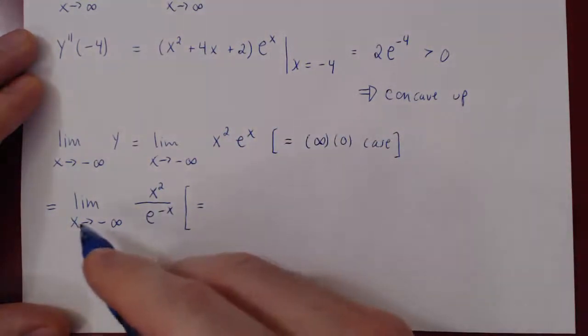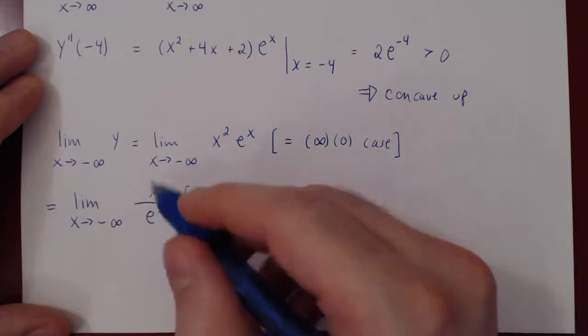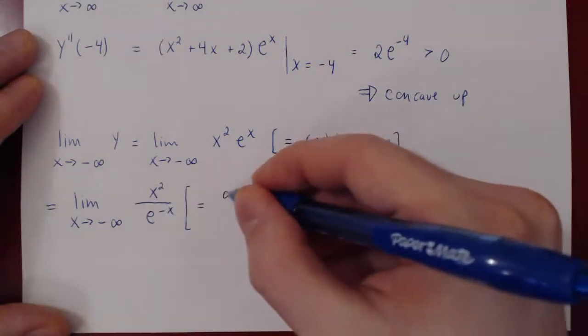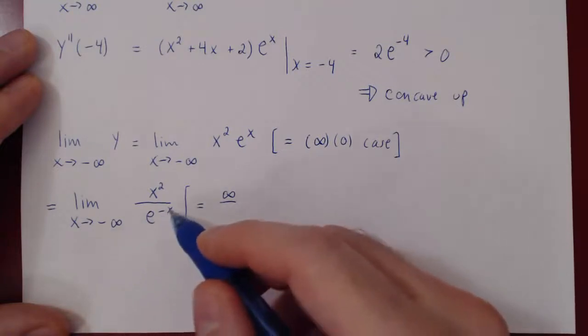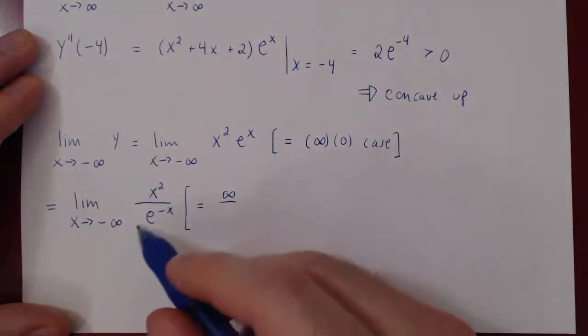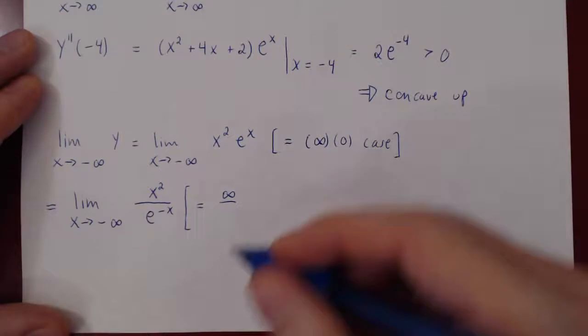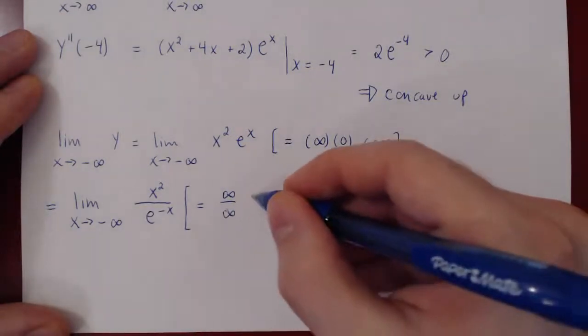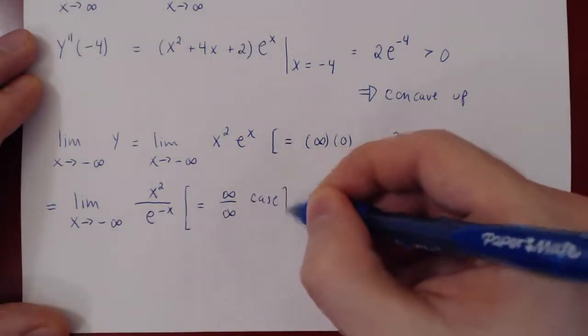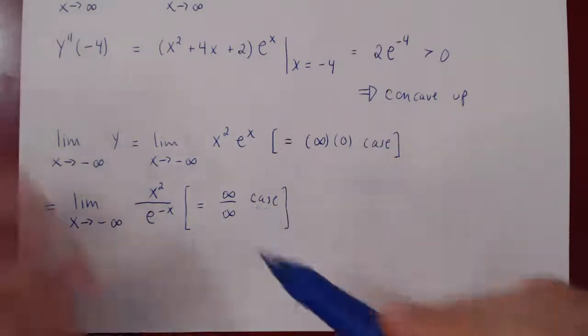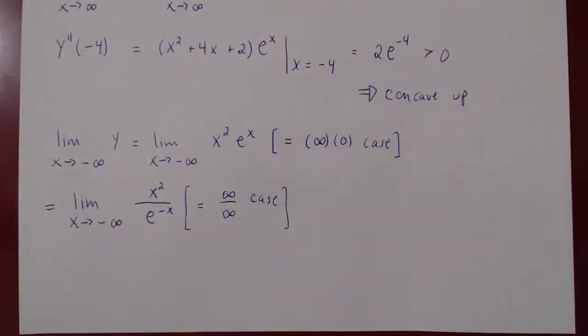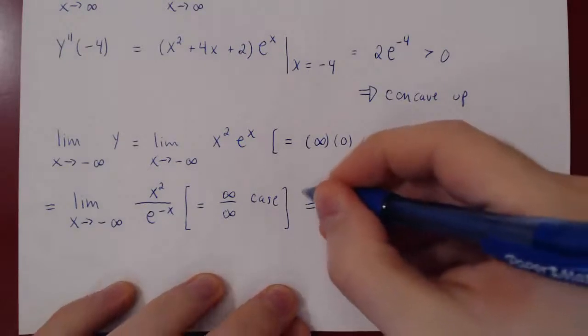Let's look at our case now. As x goes to negative infinity, x squared goes to positive infinity. As x goes to negative infinity, negative x goes to positive infinity, and e to the positive infinity will give you positive infinity. So we still have an indeterminate case, but there's something interesting here. It is an infinity over infinity case, so we can try to use L'Hopital's rule.